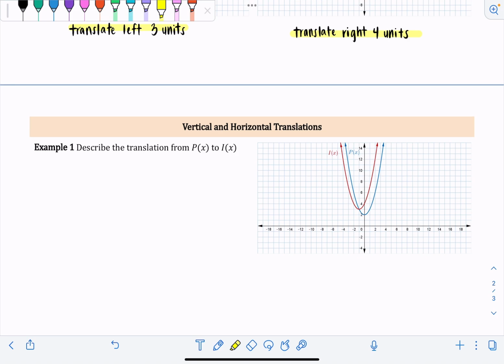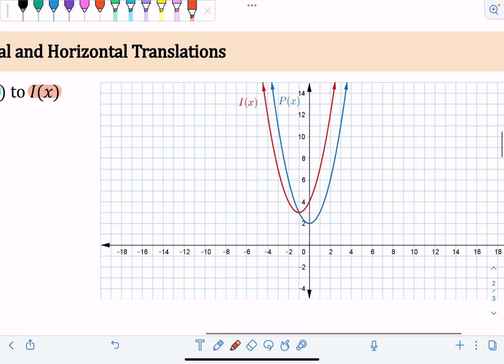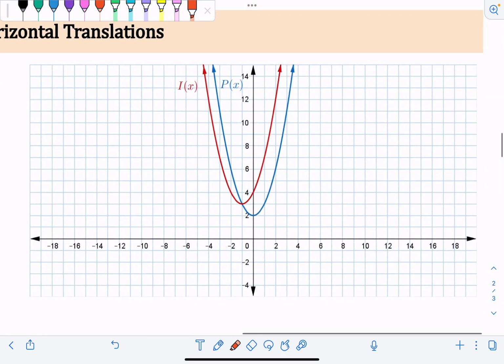Okay, last section, last example. This is when we have a combination of 2 different translations. So we have a vertical and a horizontal translation. So example 1, describe the translation from p of x to I of x. So we have a pair of quadratics. I'm just going to go ahead and zoom way in on this. Those graphs are called parabolas. And when we have those, it's probably best to focus in on the vertex. And that's the point where the graph changes direction.